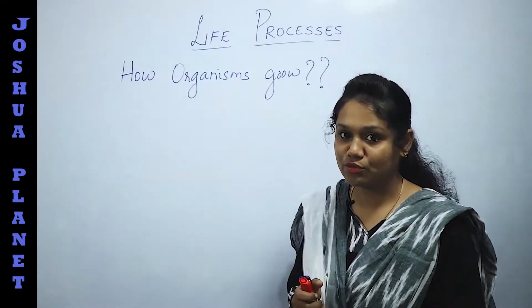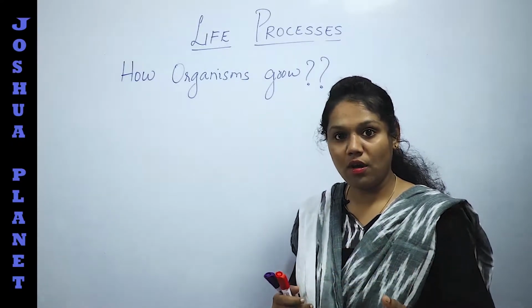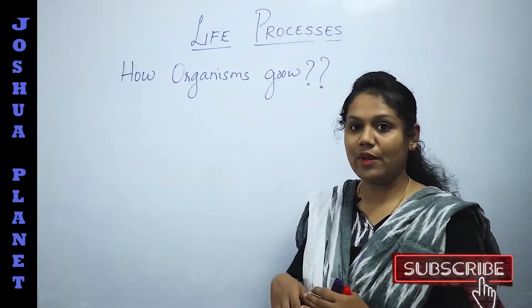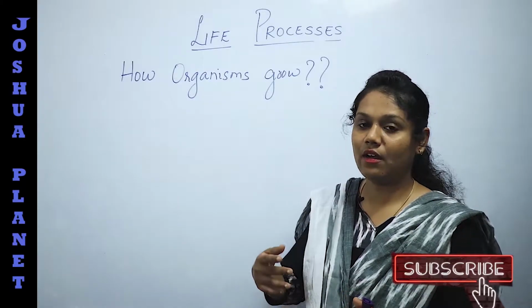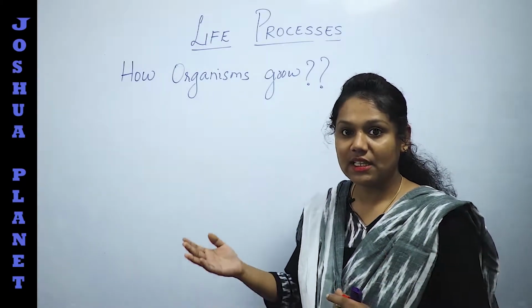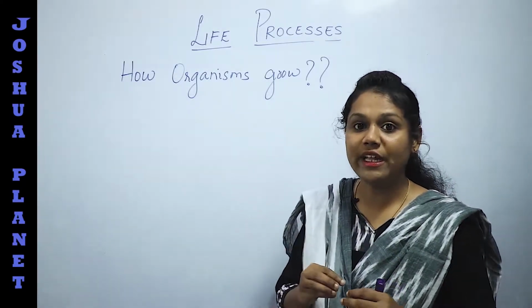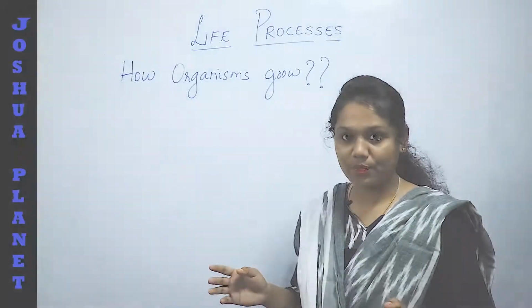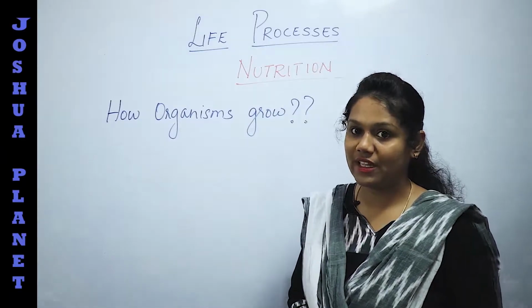So how do organisms grow now? They will grow by making use of the nutrients that are taken in. So they will break up the nutrients and they will form simpler substances. Those simpler substances get into each part of the body, and the body cells will show the process of growth. So basically, what are the nutrients that we have?